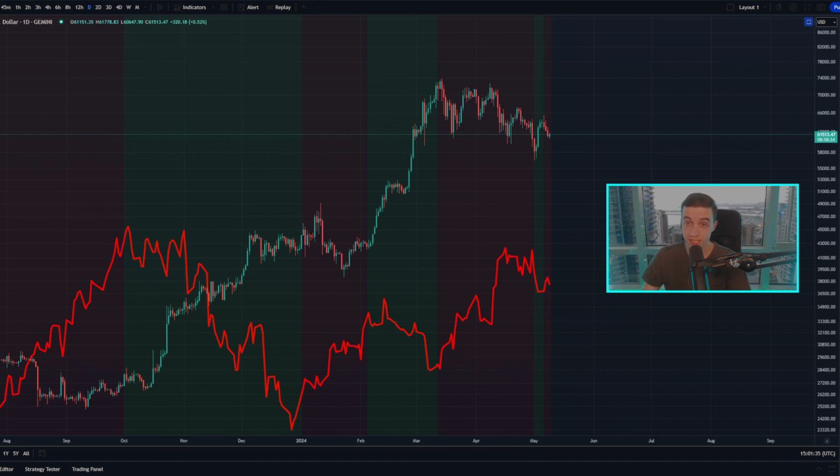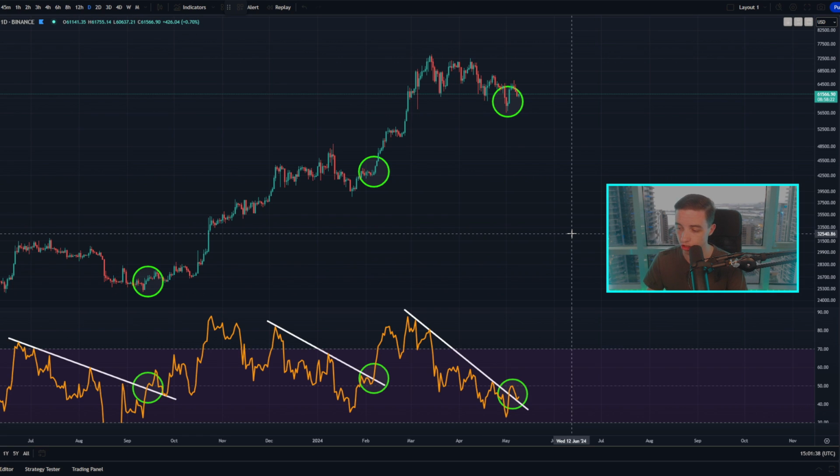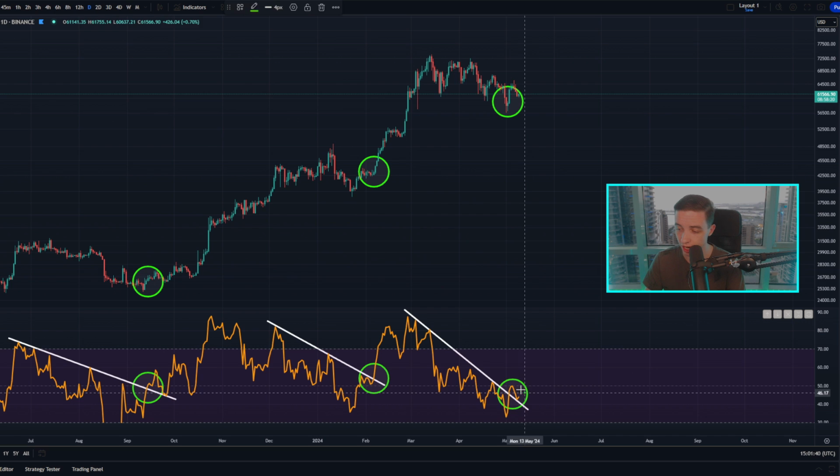And with that being said, taking a look at this daily Bitcoin chart, and as of right now, the daily Bitcoin RSI is actually retesting this previous line of resistance, which should now act as new support.